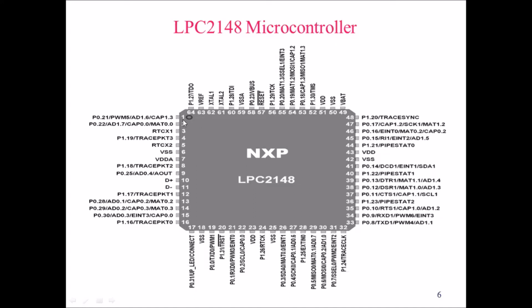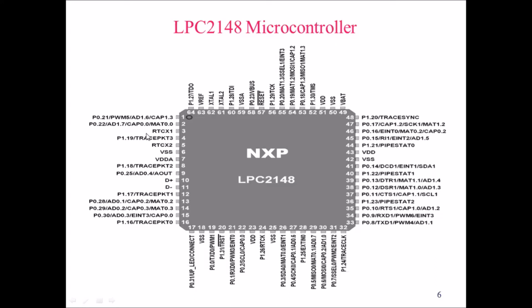You can see here, on this side, pin number 1 to 16. Below here you can see pin number 17 to 32, 16 pins again. On the right hand side, we have pin number 33 to 48. Again we have 16 pins. At the top we have 16 pins, ranging from 49 to 64. So in total we have 64 pins, and on each and every pin, multiple functions are associated.